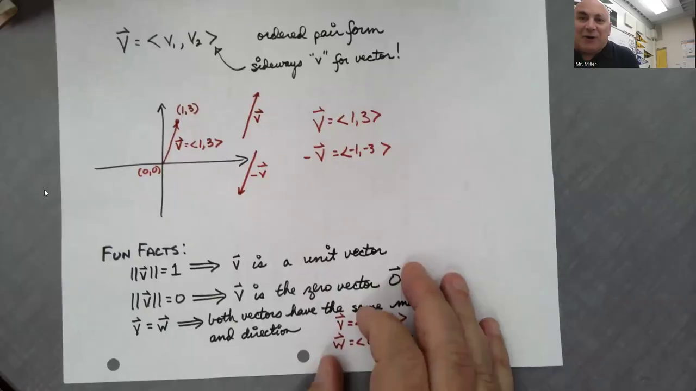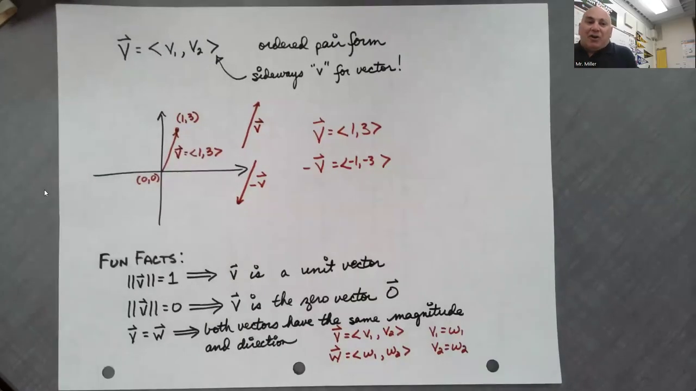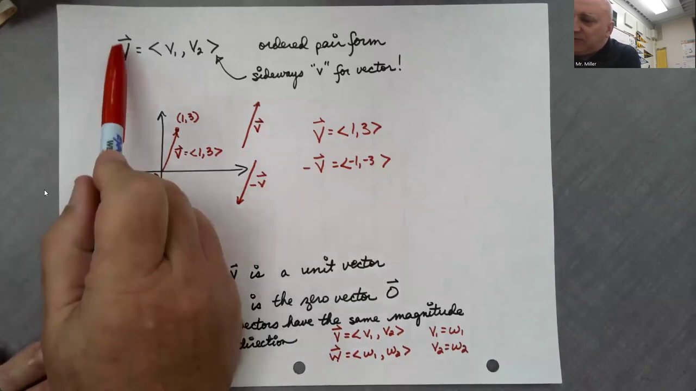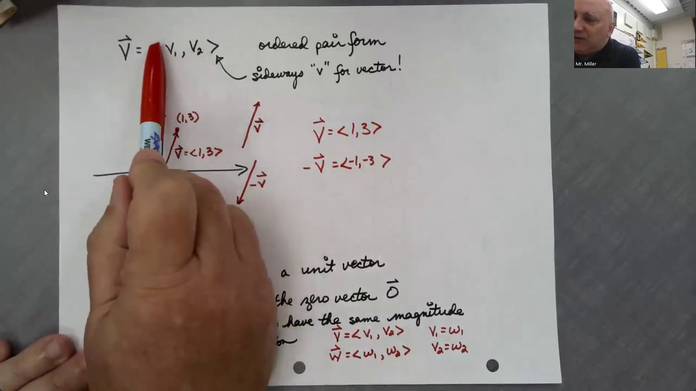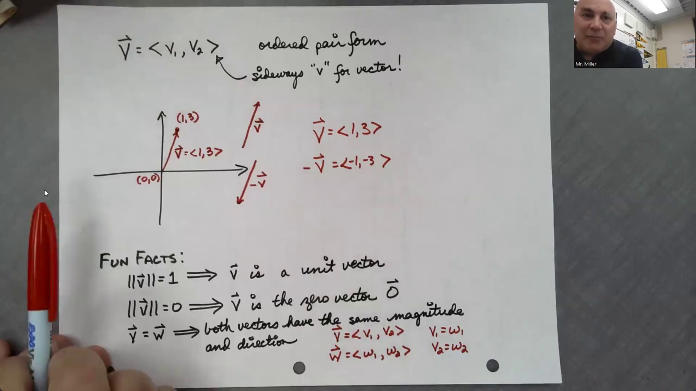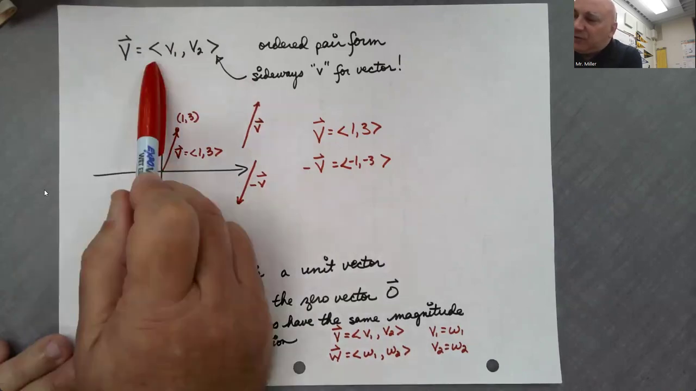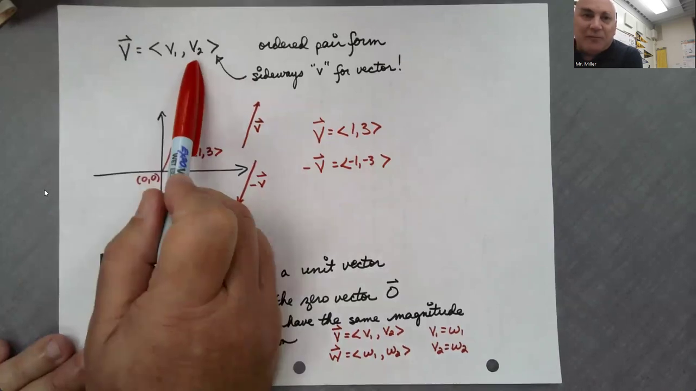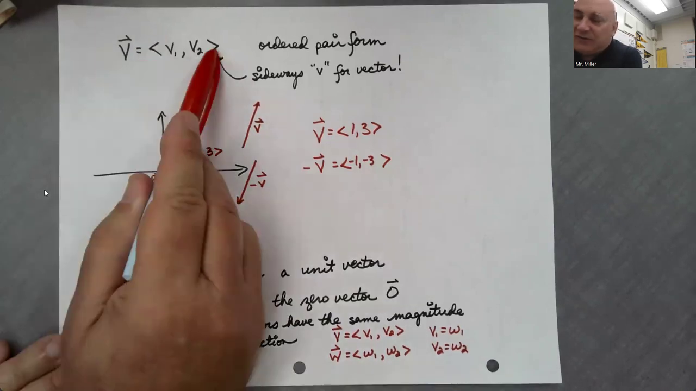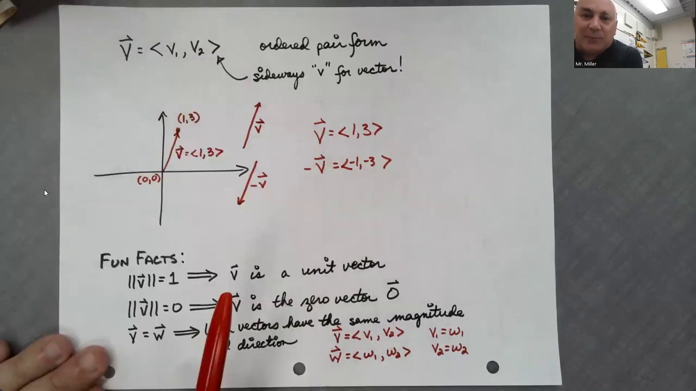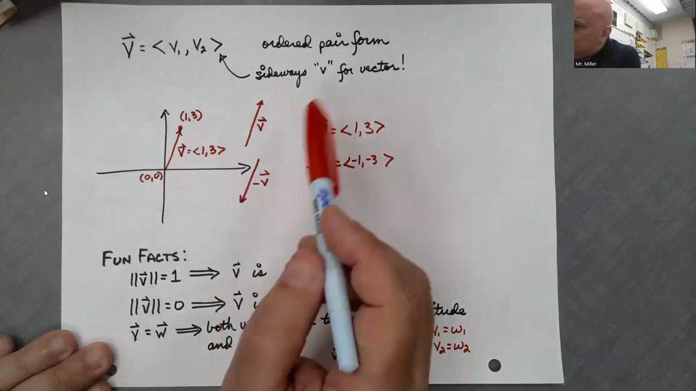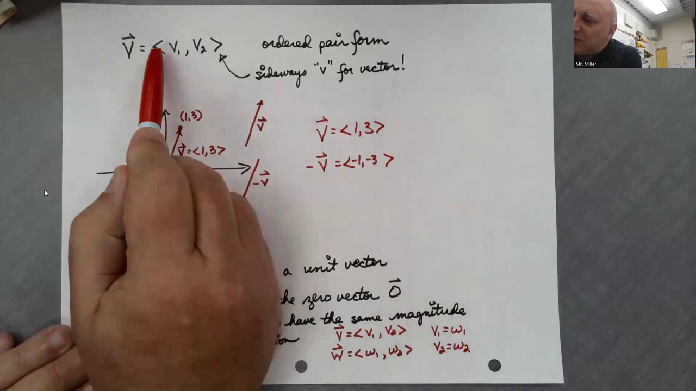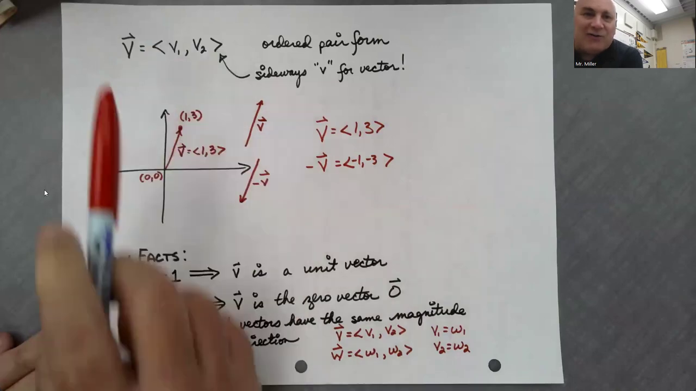There are a number of ways to write vectors. Our book only uses one. I'm going to show you a couple. Vector V has components V1 and V2. Notice it's got these sideways pointies on them. When a vector is written this way, it's called ordered pair form. When it's got the pointies, you know it's a vector. If it's got parentheses, you know it's just a point, like you've always done. Somebody once said we can remember this because these pointies are sideways V's for vectors.